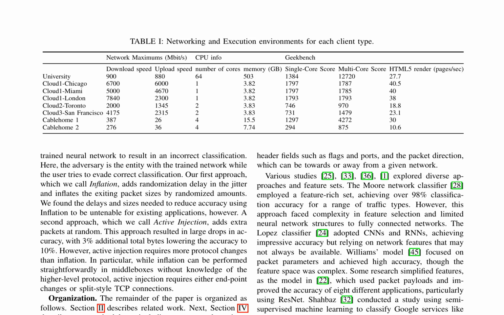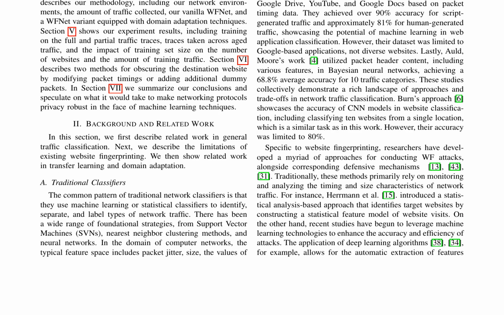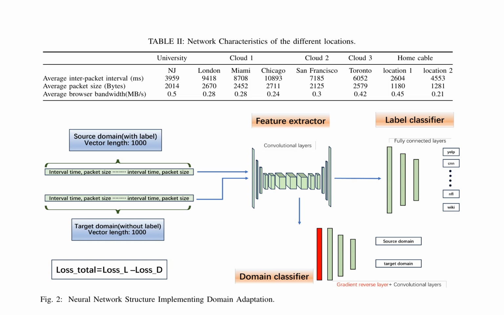The authors then provide an overview of related work in traditional network traffic classification, highlighting various machine learning and statistical approaches. They note that these methods often rely on monitoring and analyzing packet timing and size characteristics. Recent studies have leveraged deep learning algorithms to enhance the accuracy and efficiency of website fingerprinting attacks. The authors also discuss the limitations of existing website fingerprinting methods, which primarily rely on monitoring and analyzing packet timing and size characteristics. They highlight the importance of considering multiple environments and diverse datasets to ensure robustness.